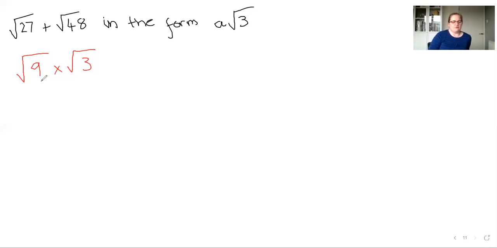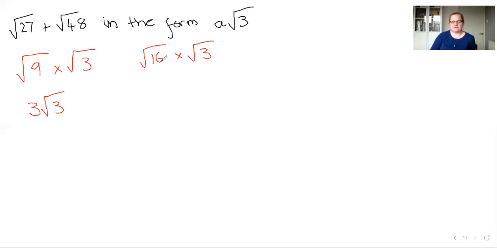Can we simplify root 9 down? Yes, we can have 3. Can't simplify root 3, so we've got 3 root 3. Let's look at 48. Okay, 1, 4, 9 doesn't fit in, but 16 does. So we can have root 16. 16 goes into 48 3 times, so we will have root 16 multiplied by root 3.